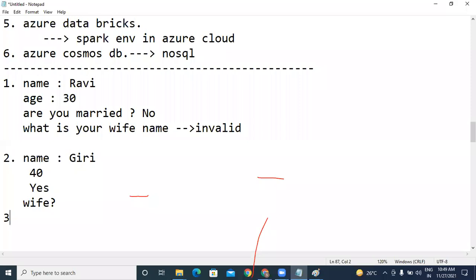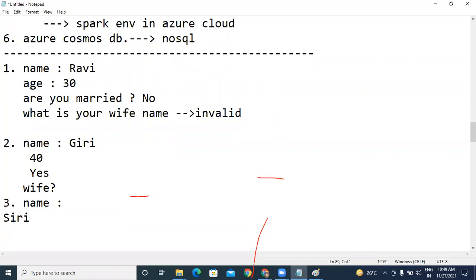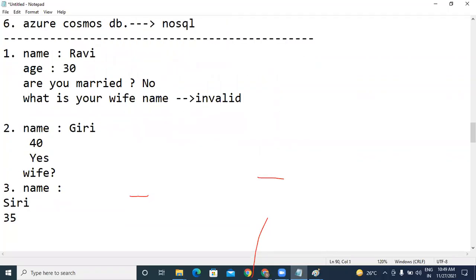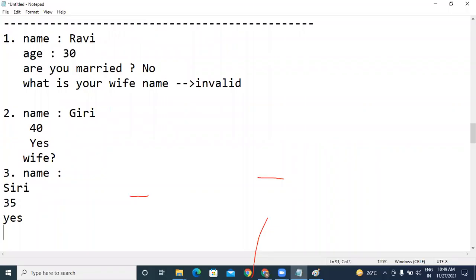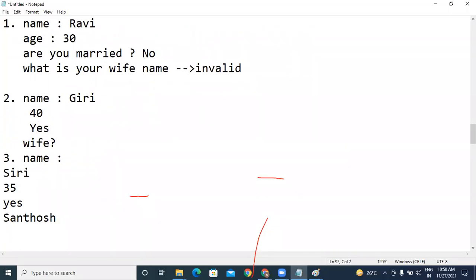Look at the third person. Name, Siri. Age 35. Married. The spouse name is Mr. Santosh. There are two kids. One kid is Tony. Second kid is Sony.